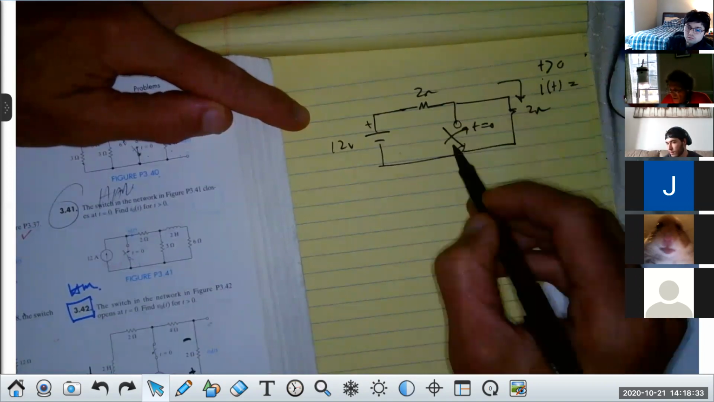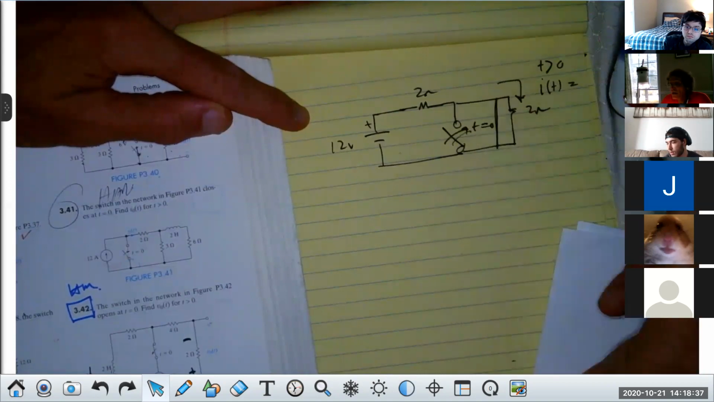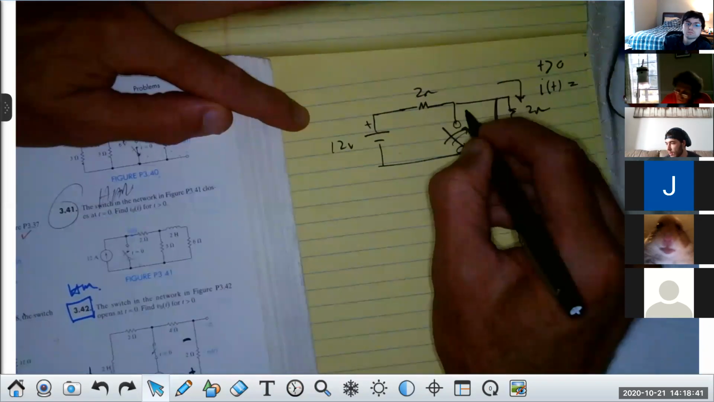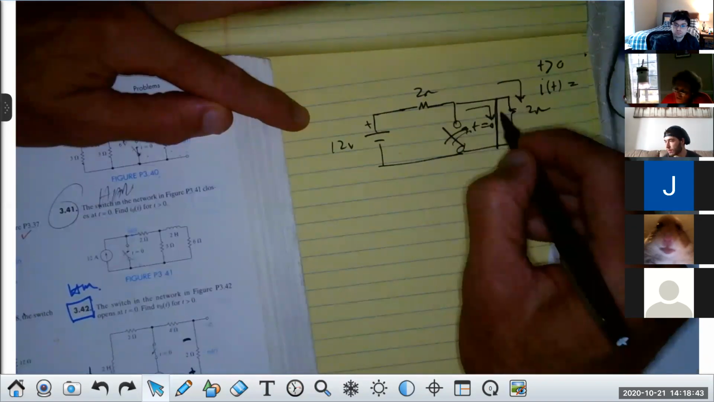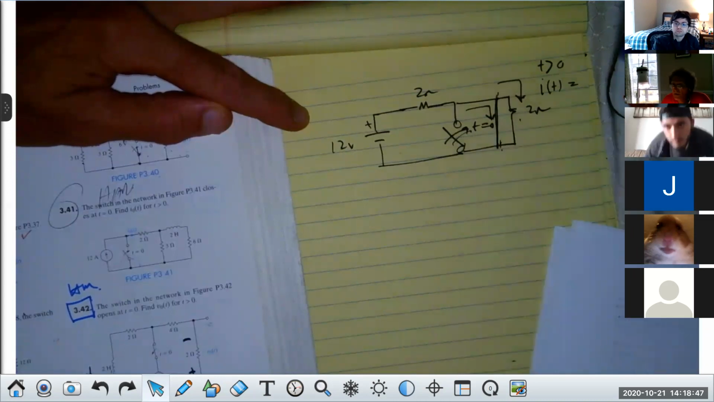Well, when this switch closes, doesn't it effectively do this? Yeah, because the current's going to go to the path of least resistance. All the current goes there, and there's no voltage across here. 0 volts divided by 2 ohms is 0 current, if you want to think of it that way.